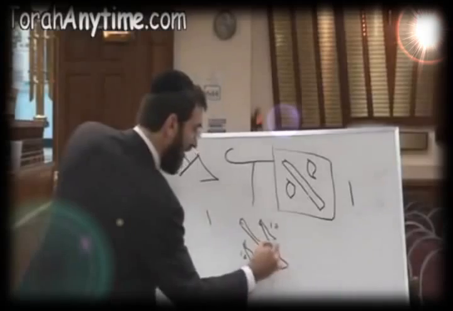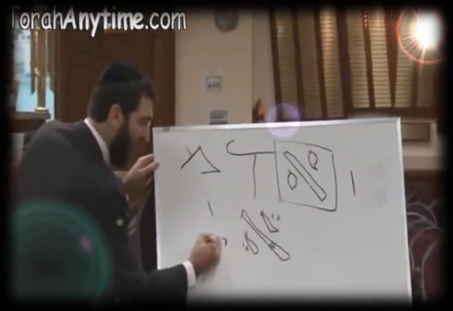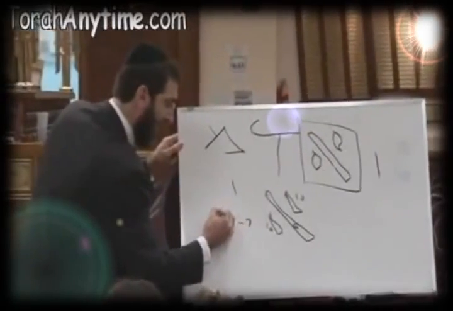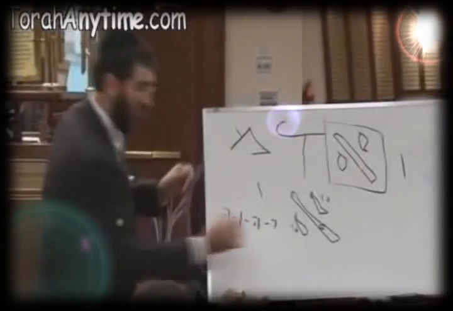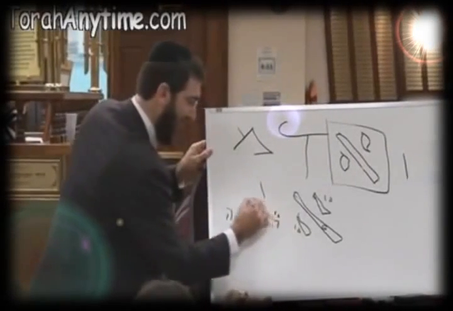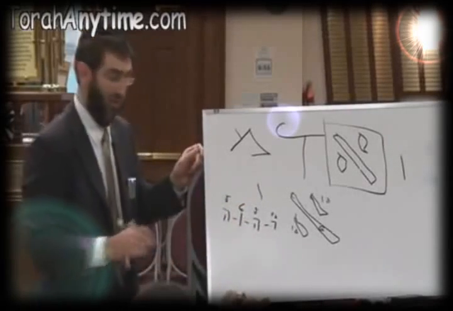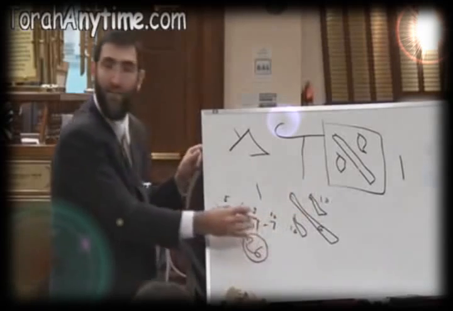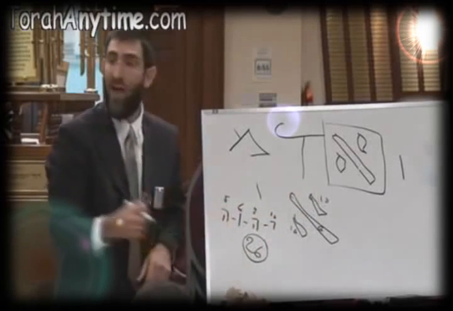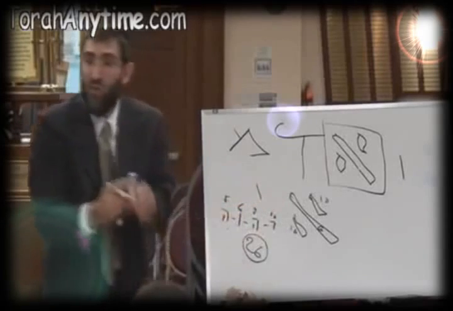That's interesting because that happens to be the same numerical value as this word. Yud, Hey, Vav, Hey. God's name. Yud is 10, Hey is 5, Vav is 6, Hey is 5. You add it together, what do you get? 26. So we see in the structure of the Aleph the same numerical value as God's name. And that's very interesting. Why? Because Aleph, of course, is 1.